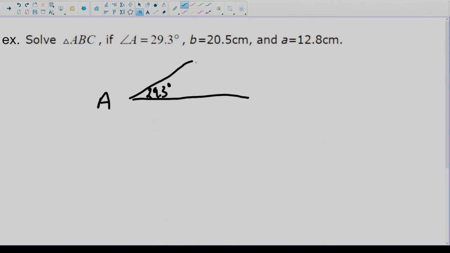We've got our A side, which is 12.8. And you know what? I'm going to make that a dotted line, because I want to make sure that it may or may not exist. Okay, we have to check that. And I previewed this in my head here.